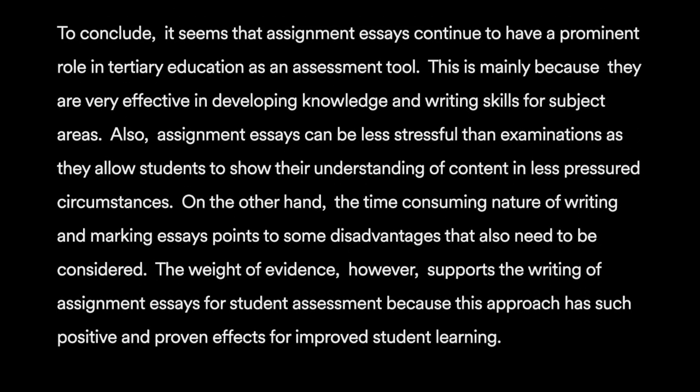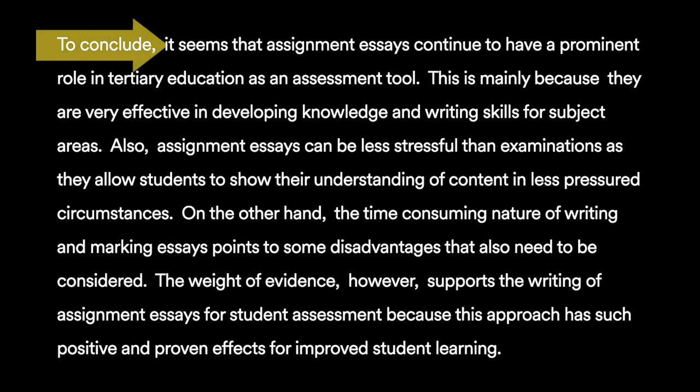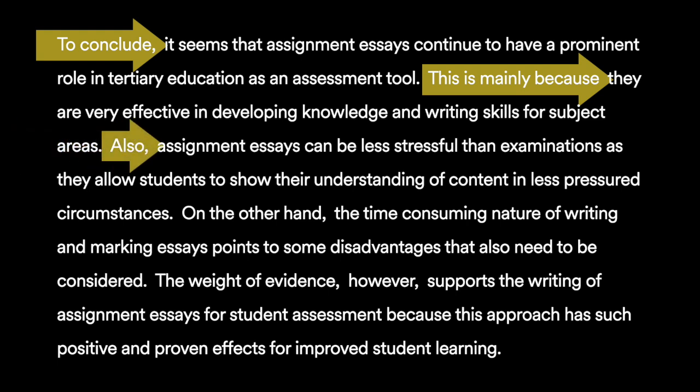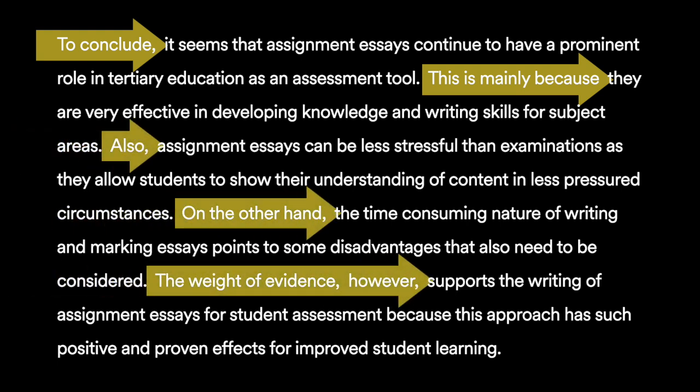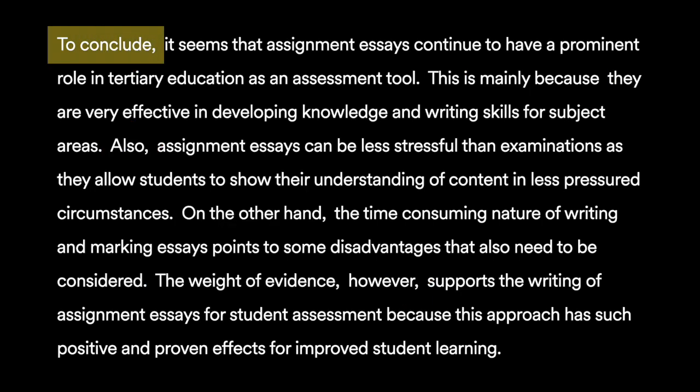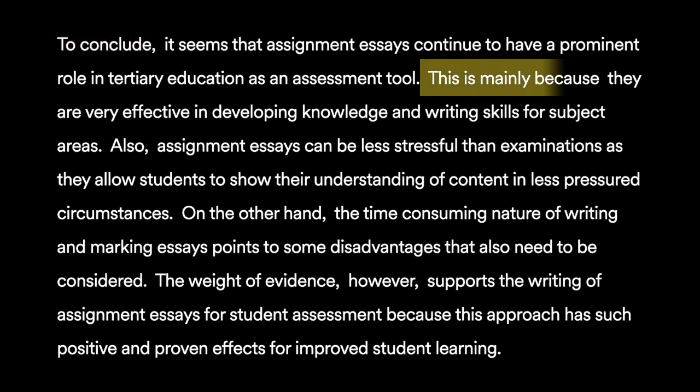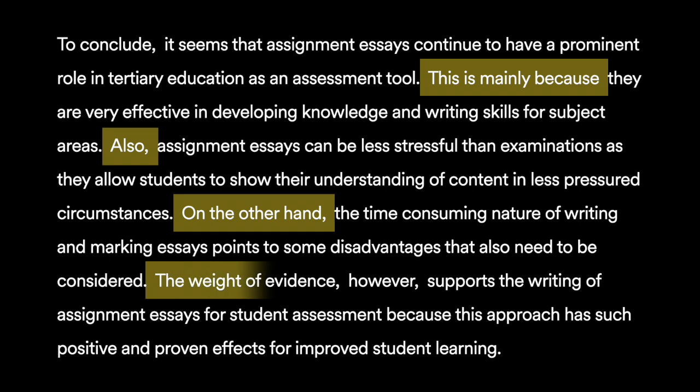If we look at our example conclusion again, you might notice some of the language that has been used here. Transition words are words we use to help the flow of one sentence to another. Transition words also signal what we are doing with the content. To begin our conclusion, the author has used the words "to conclude." Using this as the sentence beginning, the author is clearly telling the reader where they are up to in the piece of work. Other language in this conclusion which helps the flow of the sentences are "this is mainly because," "also," "on the other hand," "the weight of evidence however."